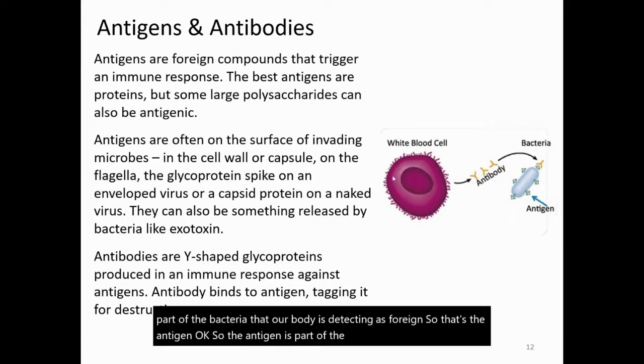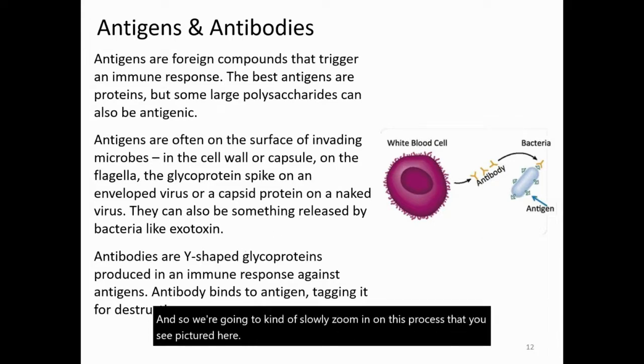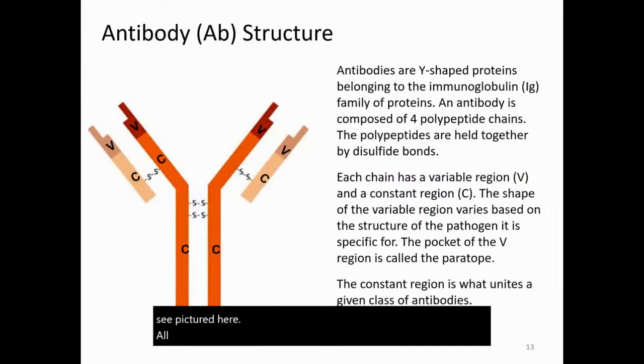Okay, so the antigen is part of the pathogen. All right, so we're gonna look at how the antibody and antigen interact. And so we're gonna kind of slowly zoom in on this process that you see pictured here. All right, so an antibody is a protein, okay, and it has a Y shape. And this is characteristic of proteins called immunoglobulins. So you're gonna see that Ig on a couple of slides.